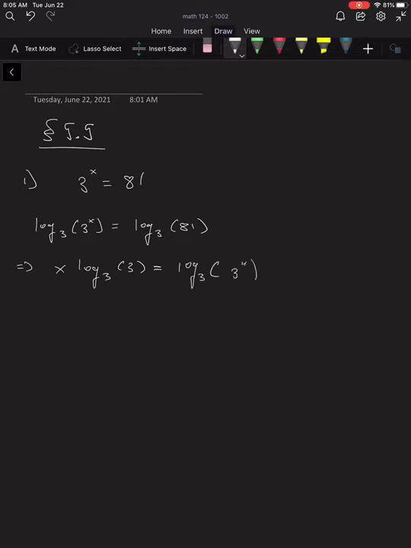Then on the left-hand side, we have log base 3 of 3. And we always said whenever the base and the inside are the same thing, that's just equal to 1. So the left-hand side is just going to be equal to x. And the right-hand side, now we can bring this 4 and move it into the front. So now we can write this as 4 log base 3 of 3. But now we have log base 3 of 3 on the right-hand side. Again, that's just 1. So what we see is that x is equal to 4.